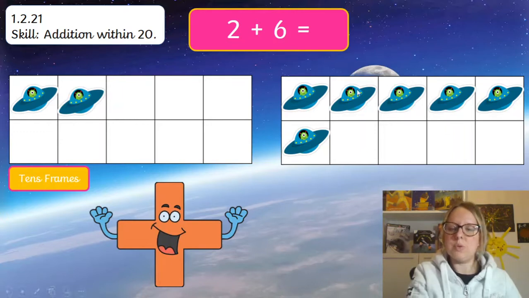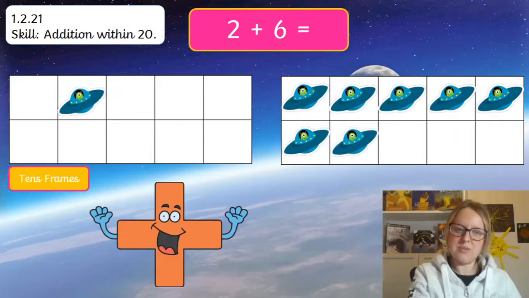Would we move all of these spaceships over here? Or would we move these 2 over to here? We would move the 2 across, wouldn't we? So off they fly over there.